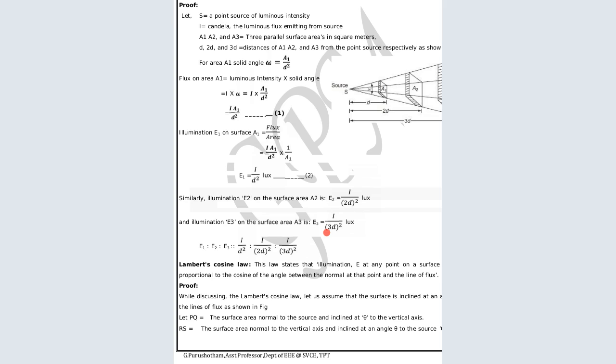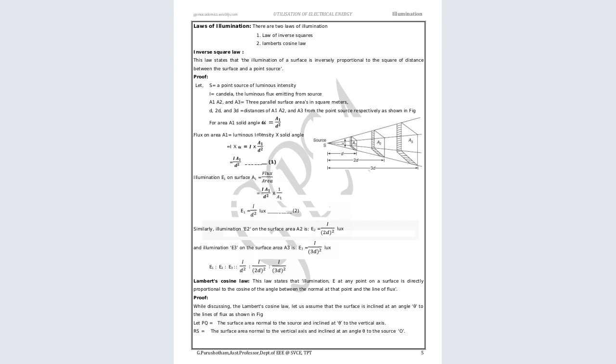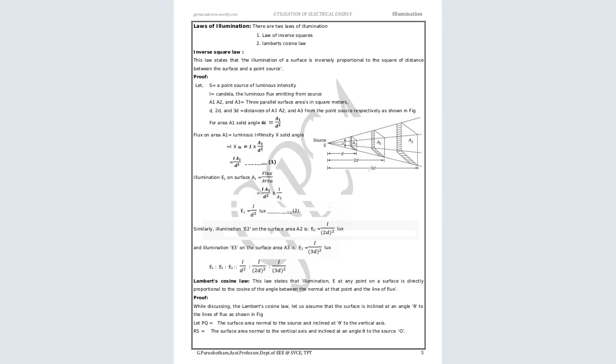Inversely proportional means that when this increases, this one will decrease. For example, if E1 is 4, then D will be a half, meaning it is inversely proportional. When this increases, this one will decrease. That is what it means. So I'm done with the inverse square law.